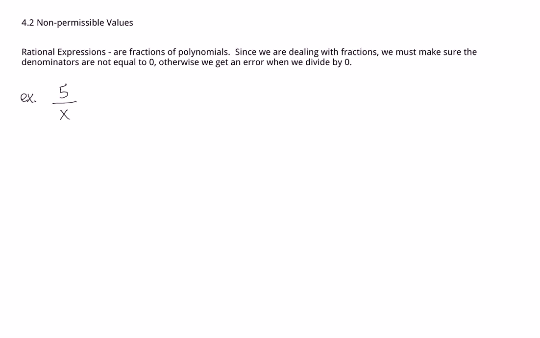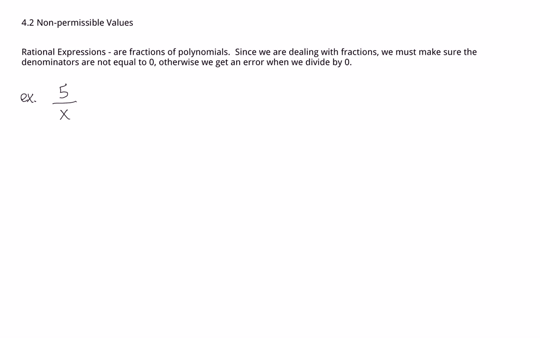Okay, today we're going to look at non-permissible values. So first of all, we've got to figure out why we're doing this. Our unit is on rational expressions, and the key thing to understand is a rational expression is a fraction of polynomials. So that means we get fractions like regular fractions, and we get fractions that have x's, x squareds, and so on. But since we have a fraction, we can never divide by 0. So the denominator of our fraction can never equal 0.